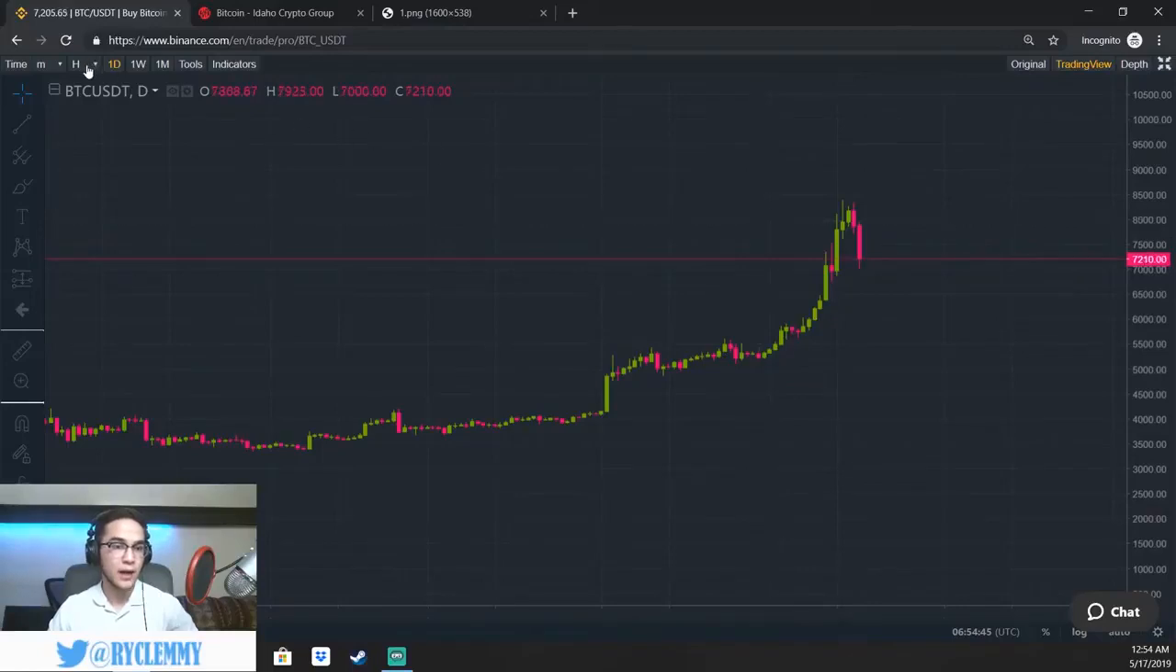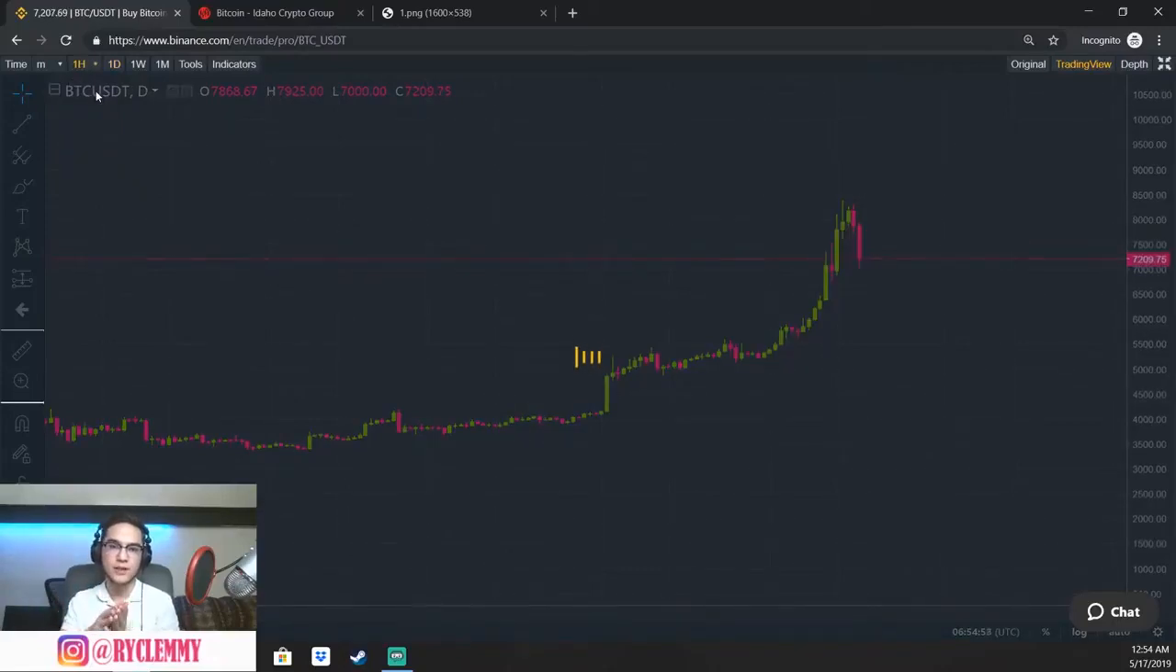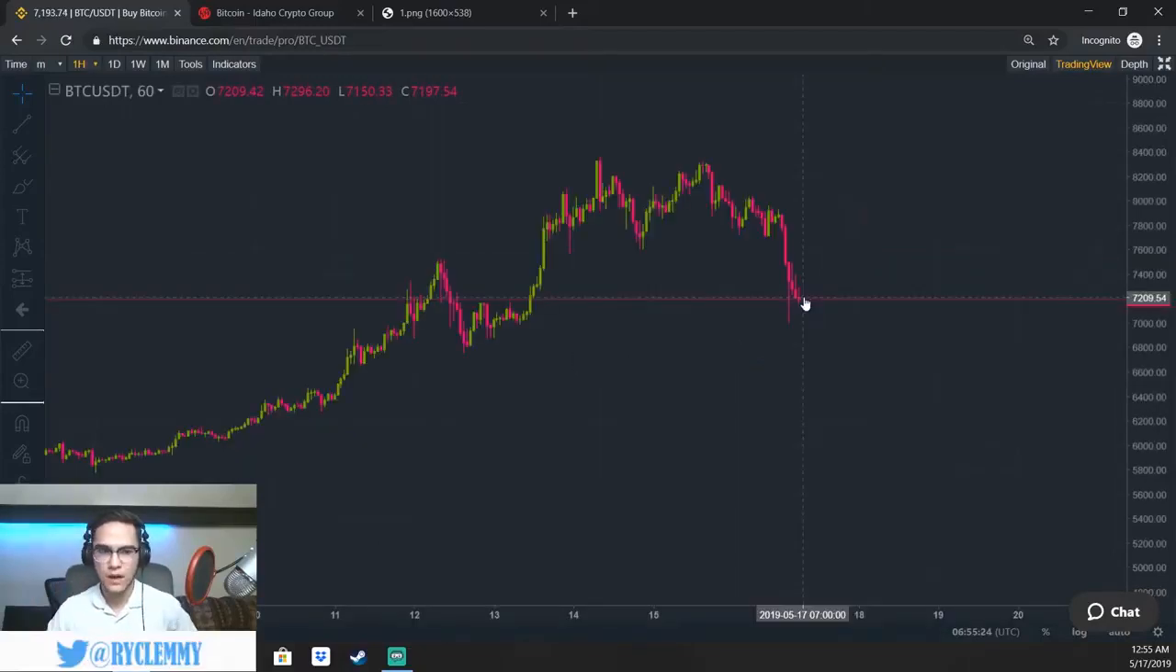Okay, and then you can break it down into even smaller time frames. So here under the H drop down menu, you have 1 hour, 2 hour, 4 hour, 6 hour, 12 hour. If we go to the 1 hour chart, this is where you can get a closer look at what the market's doing from a more immediate perspective. And now you can see that each of these candlesticks is exactly 1 hour long.